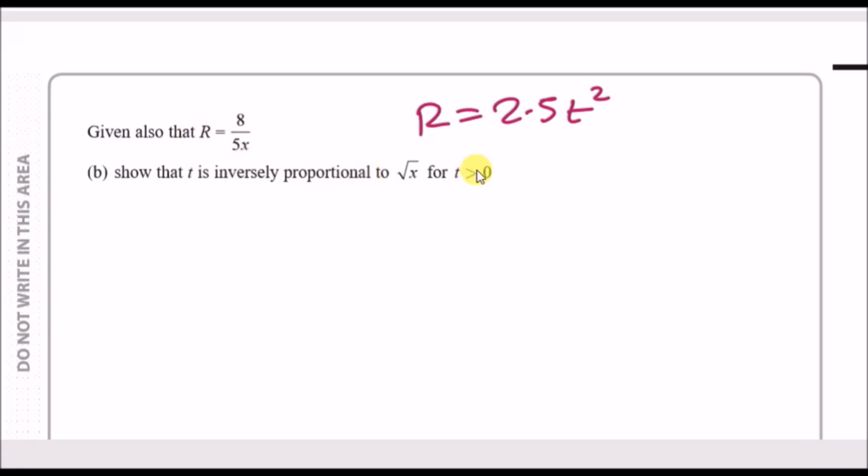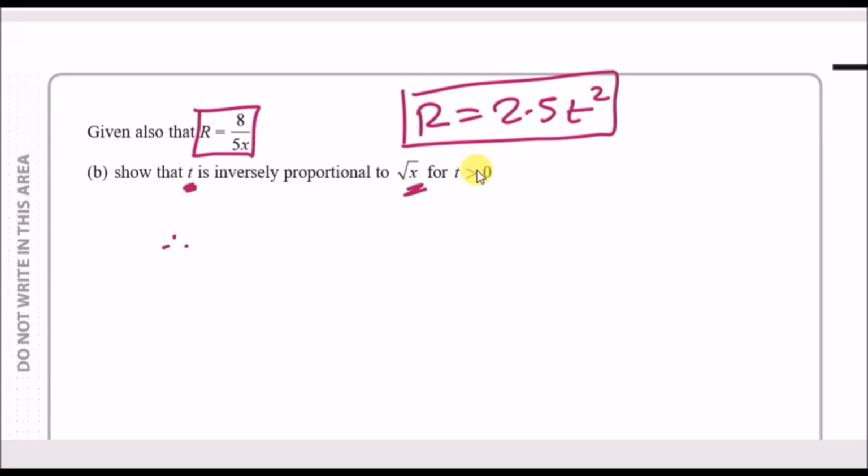From here we can see that they want an equation with T and x. So R looks like it's eliminated. What we have to do here is realize that we can connect these two together. We can equate them because they both equal R. So essentially we can say that 8 over 5x must be equal to 2.5 T squared. Alright. Now what do we do here?